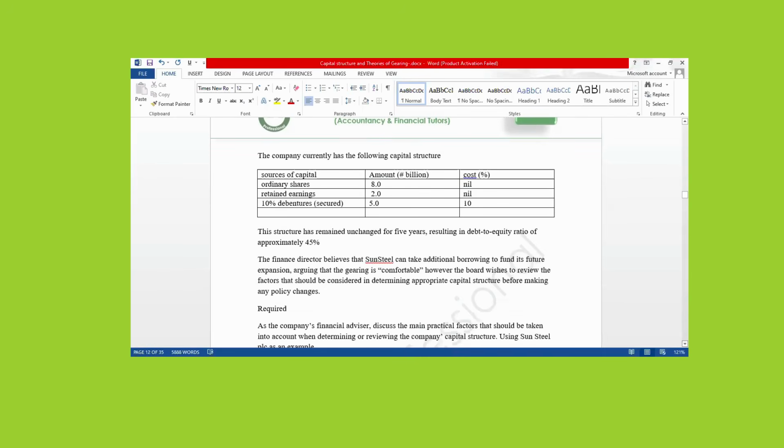This structure has remained unchanged for 5 years, resulting in a debt to equity ratio of approximately 45%. That means currently the gearing ratio is 45%. The level of gearing is currently 45%.